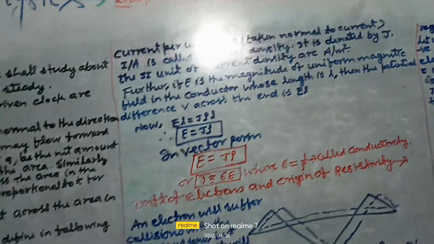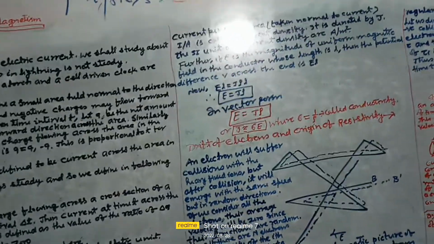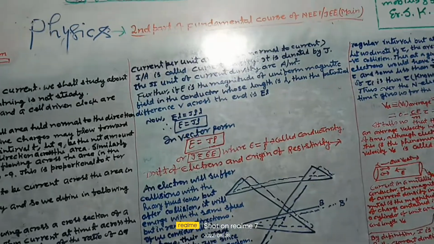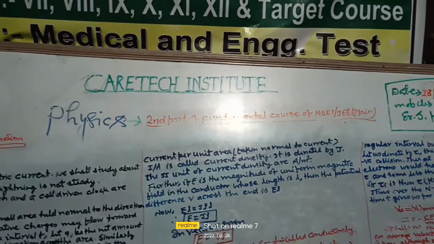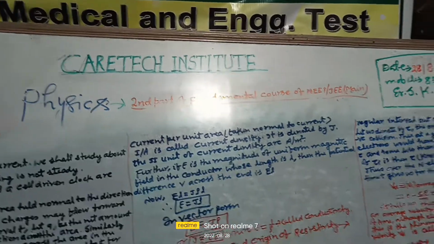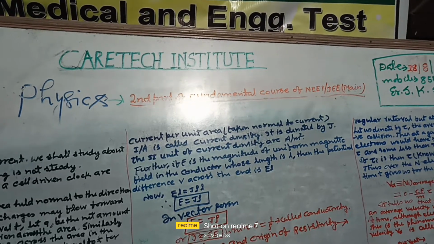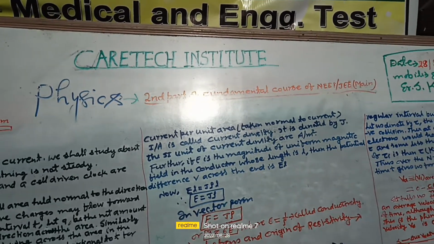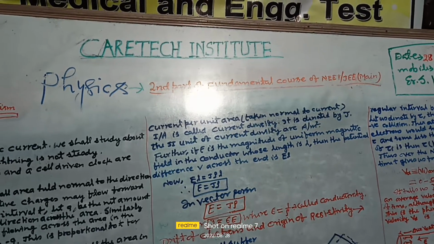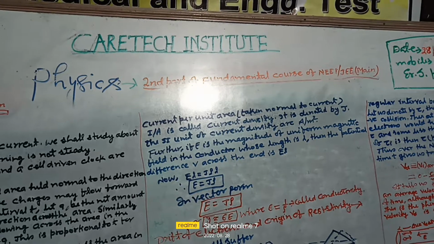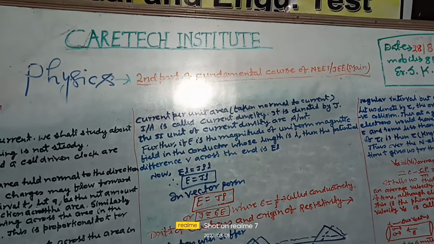Now the current per unit area, taken normal to current, I by A, is called current density. It is denoted by J. The SI unit of current density is ampere per meter square.